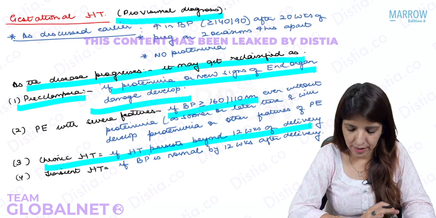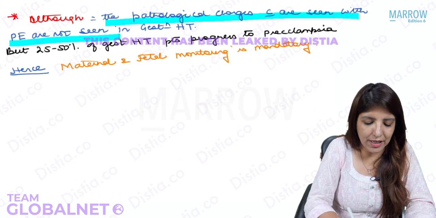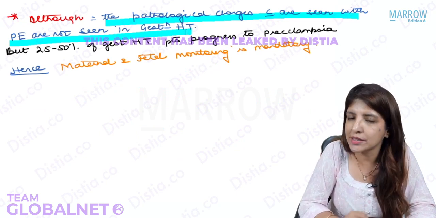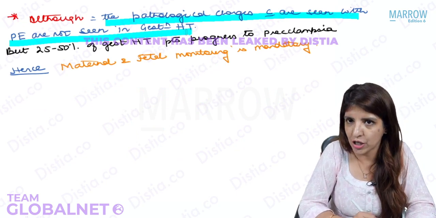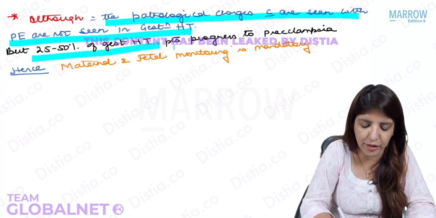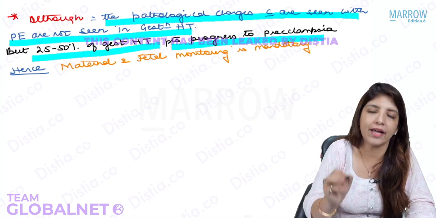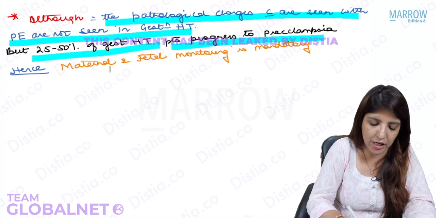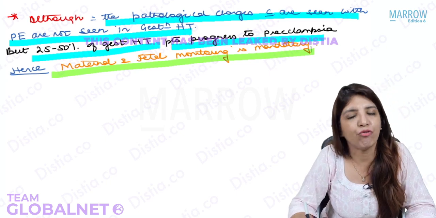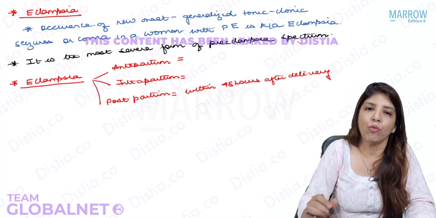Have you understood? Okay. Now, although the pathological changes which are seen with preeclampsia are not seen in cases of gestational hypertension, 25 to 50% of patients of gestational hypertension progress to preeclampsia. That is why in patients of gestational hypertension, maternal and fetal monitoring is mandatory. Clear? Now, what is eclampsia?